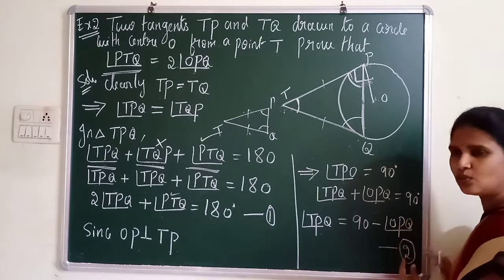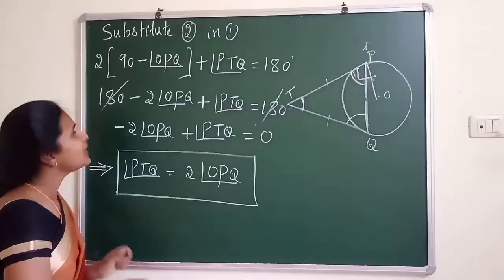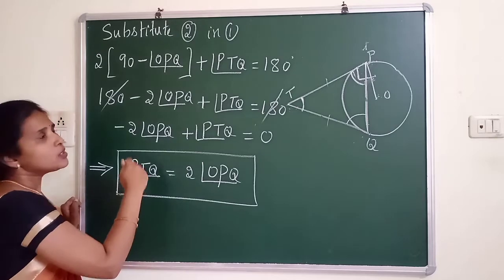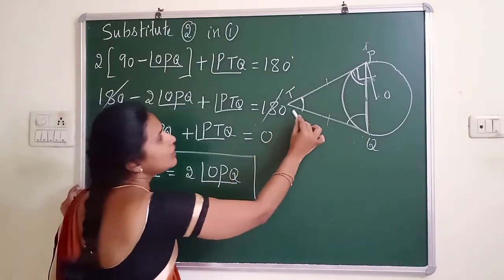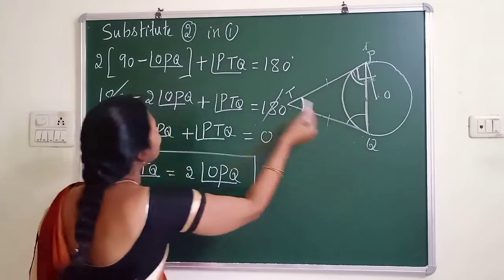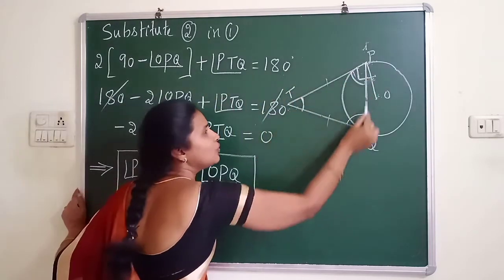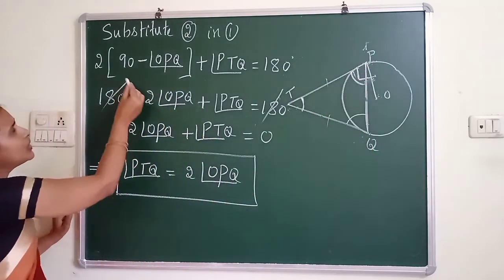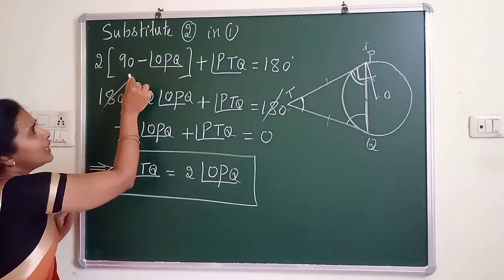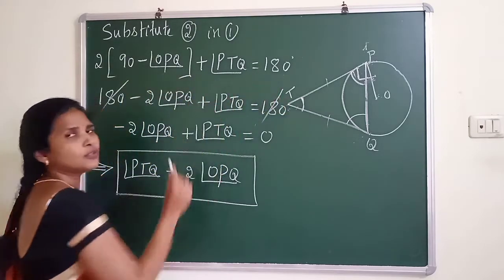So equation 2. Now we have to substitute equation 2 in 1. Let us substitute equation 2 in 1. So what was 1 actually? We had 2 times angle TPQ plus PTQ equals 180. So in place of TPQ, we got 90 minus OPQ. So substitute in place of TPQ: 2 into bracket 90 minus angle OPQ, plus angle PTQ equals 180 degrees.